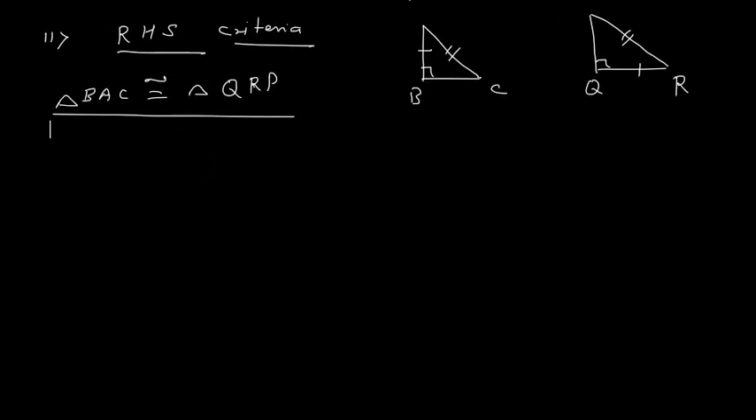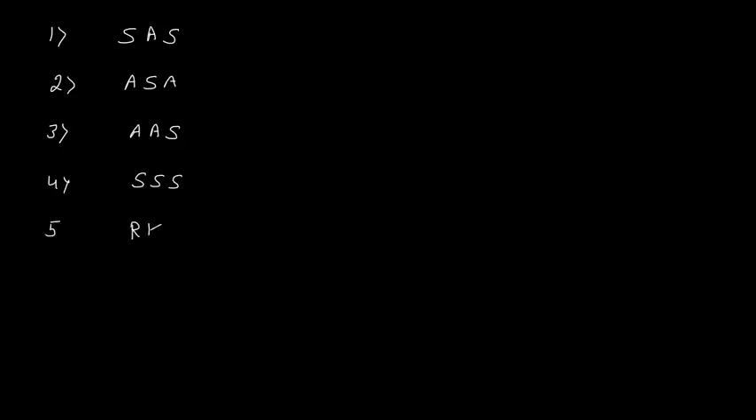So let us revise how many criteria we have seen. First criteria what we have seen is side angle side. Second criteria we have seen is angle side angle. Third is angle angle side. Fourth is we have seen side side side, and fifth is we have seen RHS criteria. So these five criteria we use and check whether two triangles are congruent or not. Now let us see the problems.